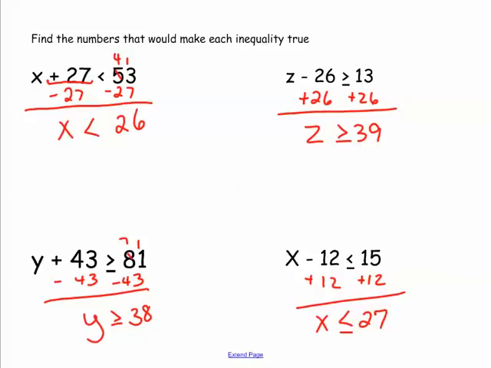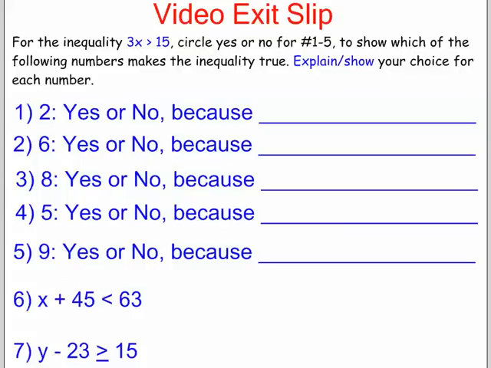All right, here is your exit slip. You've got 7 problems on your exit slip. Here's the inequality. Make sure you can see this one. 3x is greater than 15. So I want you to tell me if these numbers work. You can just circle the yes or no, and then tell me because, why.